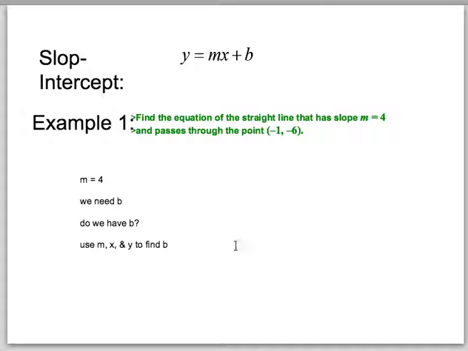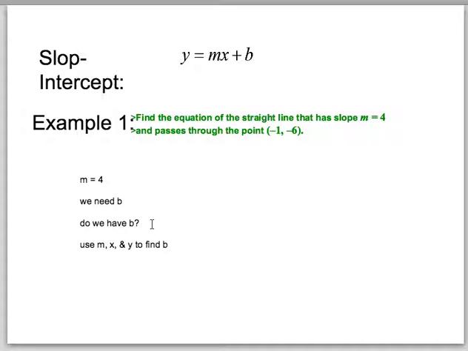So here's an example problem. We're going to write an equation in slope-intercept form, or y equals mx plus b. We're going to find the equation of a straight line that has a slope of m equals 4 and passes through the point (-1, -6). So our slope, or our m, is 4, and we have a point (-1, -6). This is our x, and this is our y. Okay, so we have an m, we need a b.